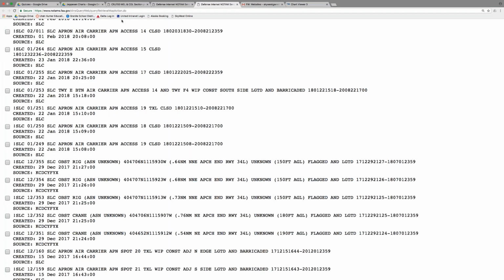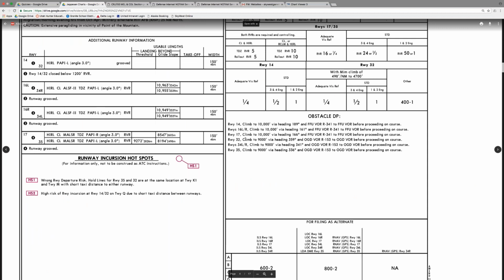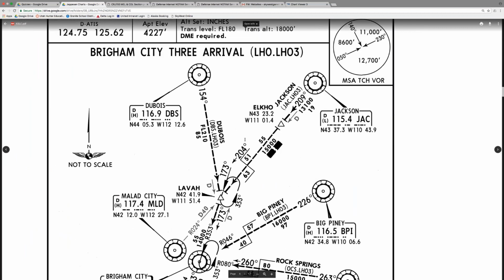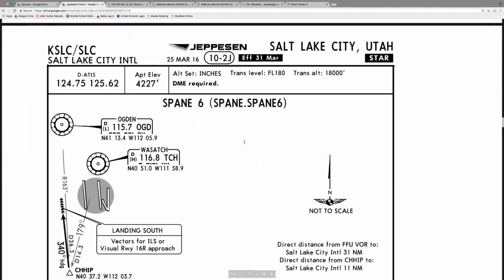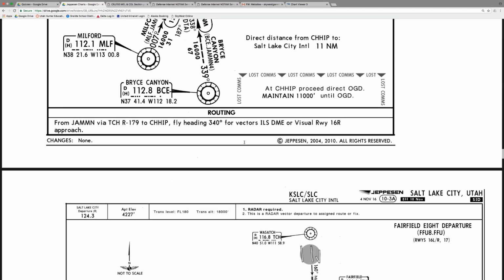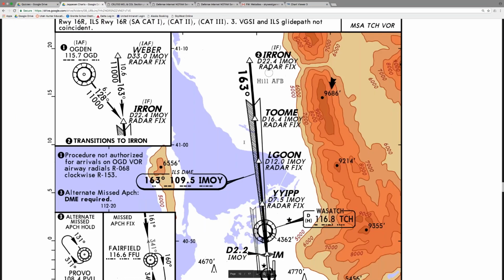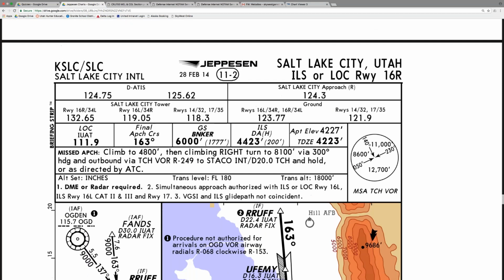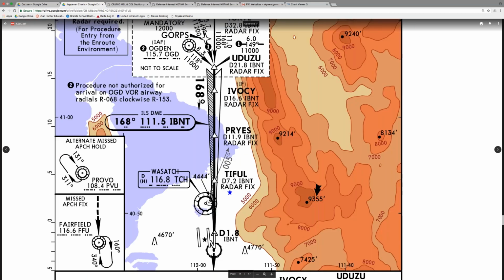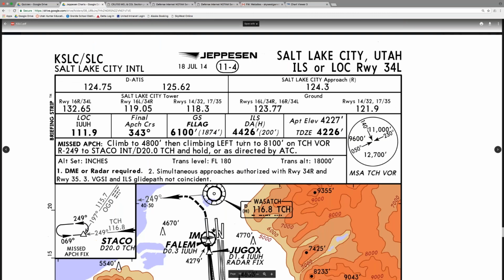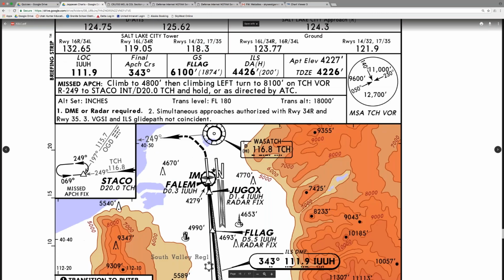So let's see. We were talking about the approach for 34 left and the MDA, right? We're going down here to 34 left. So here's our JEP chart. 16 left. 16 right. 17. Got to be getting there. 34 left. Okay.